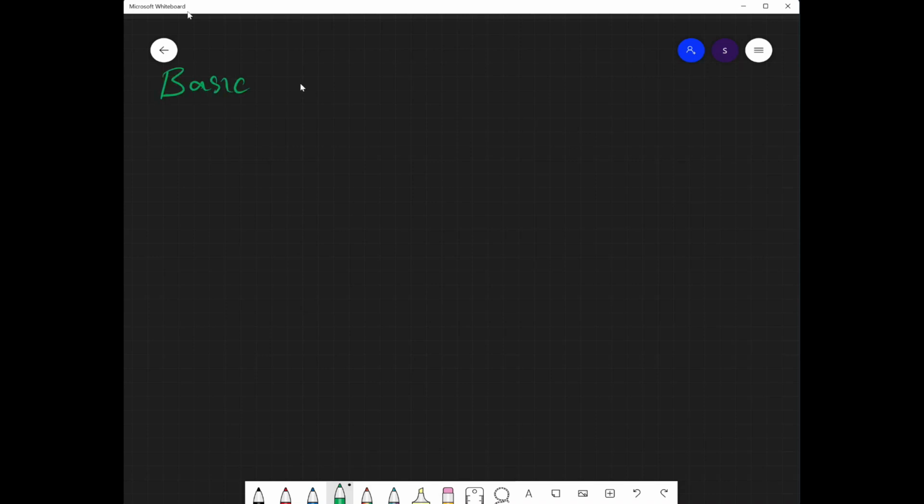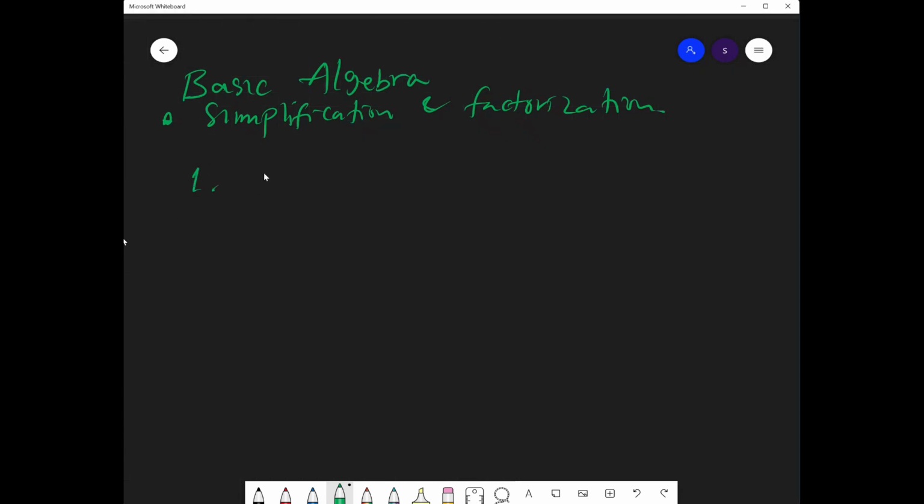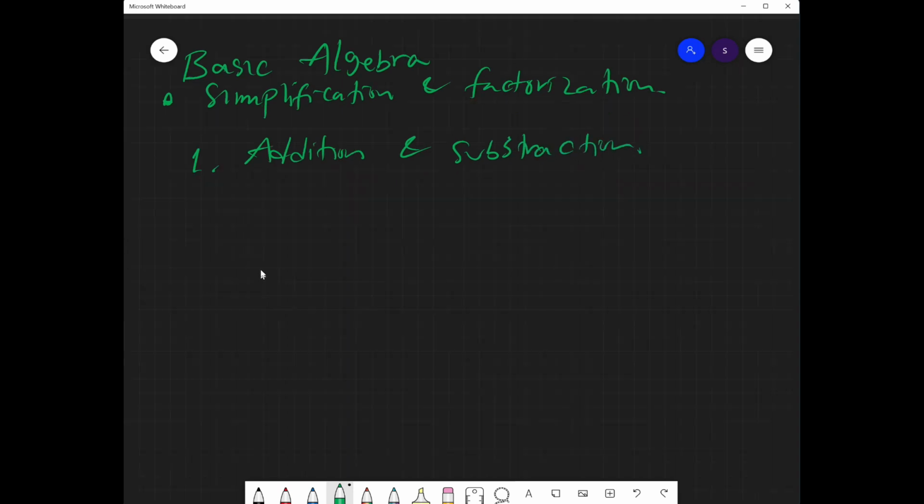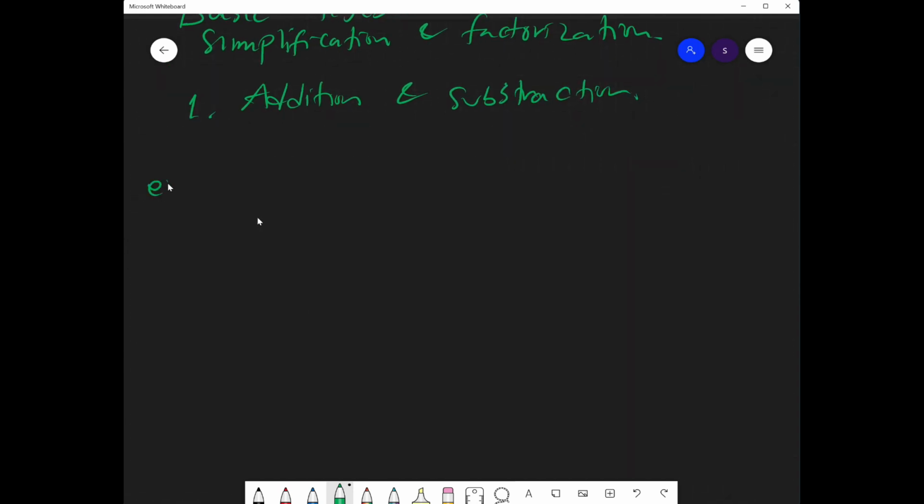Okay, now we will learn about basic algebra, and here we will learn simplification and factorization. First, we will learn about addition and subtraction. For example, simplify the equation 5x minus 3x plus 22x.